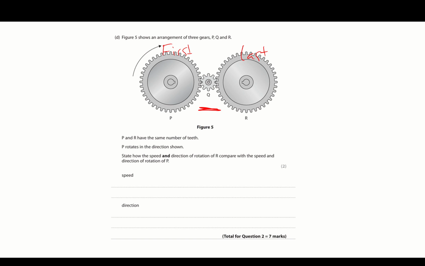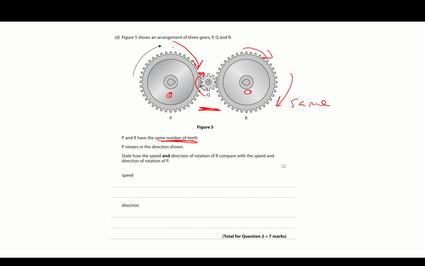So let's have a quick look. So P and R have the same number of teeth. So this is the same as this. That means whatever this turns, this will do the same. And then the next part, we'll just get rid of all of this. So if that turns that way, this will turn this way, and that will then make that go the same. So it's the same and the same.